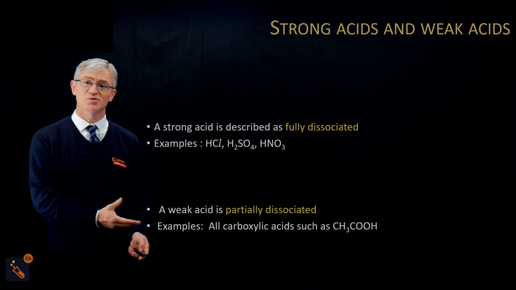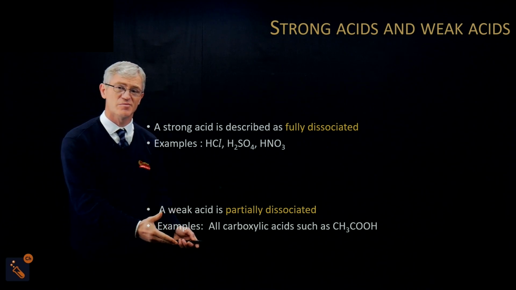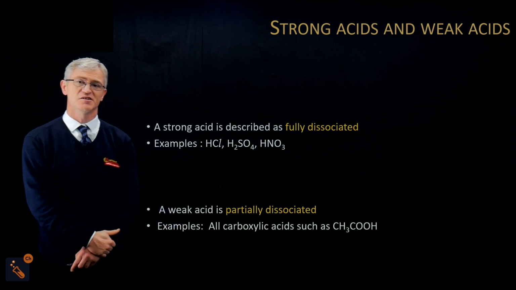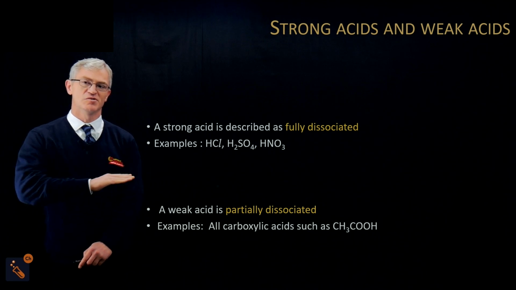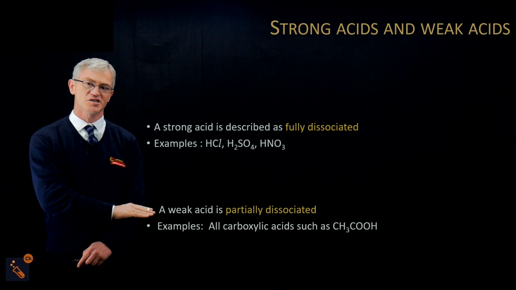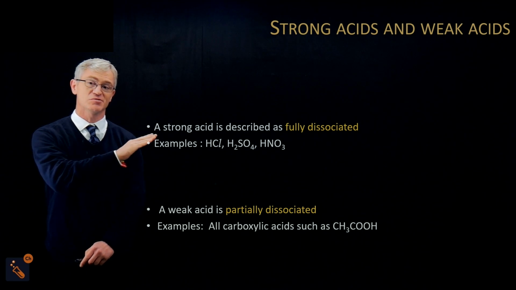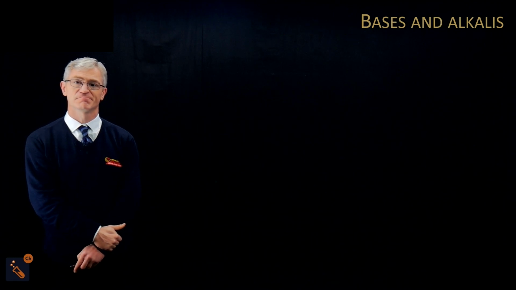Now, these are your examples for the strong acids, and carboxylic acids are generally your weak acids. You will go into much more detail in future videos about the difference and the problem with assigning acids this title of strong and weak. And we'll go through a way of calculating pH with a strong acid and calculating pH with a weak acid.